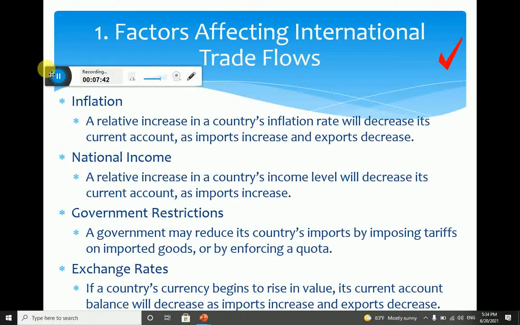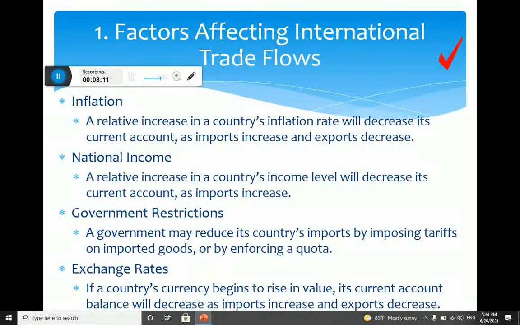So instead of purchasing their local products, they will go for luxury products, they will go for imported products, resulting in an increase in imports of the country. So when imports increase, exports will definitely decrease, and it will have a negative effect on the current account or the balance of payments.